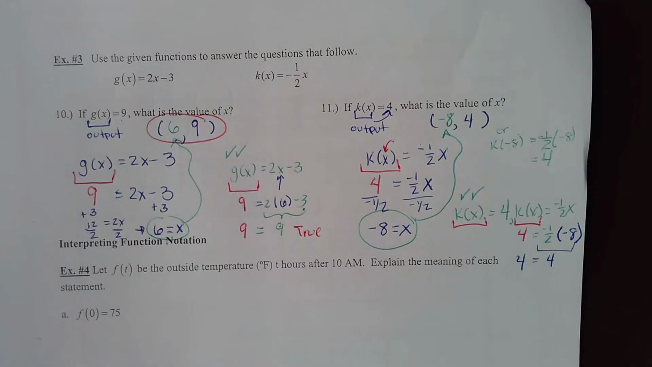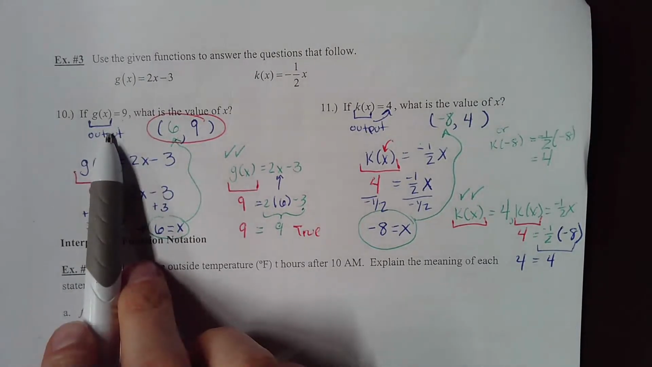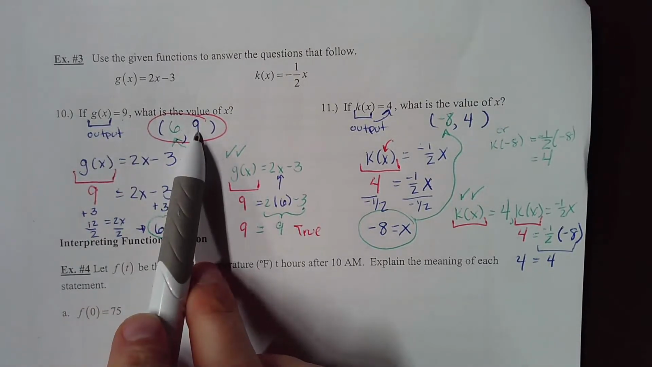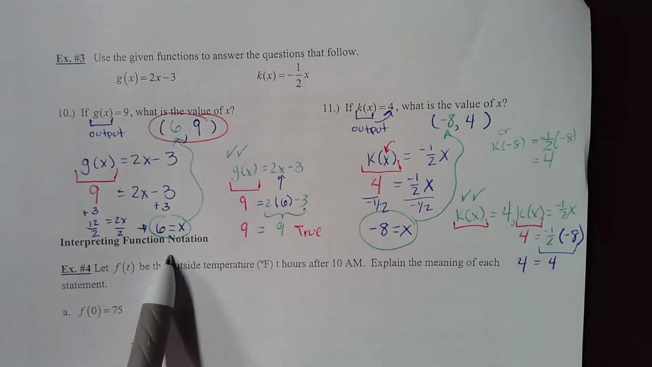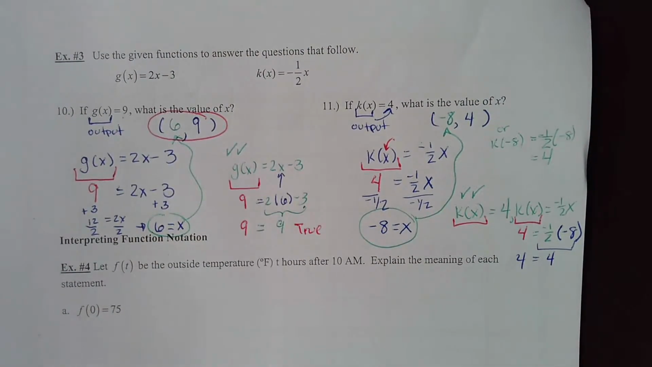In looking at this problem, I can see that this is an output is 9, which means 9 is my output. So I will set up my equation, I will solve, and I did a double check to prove it's true. Take a second to check the work for the number 11.